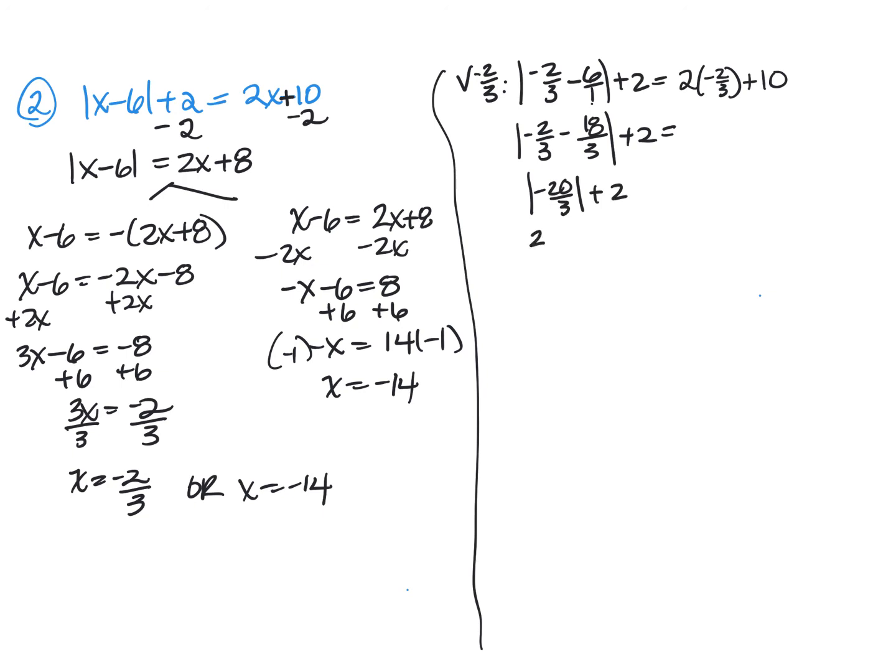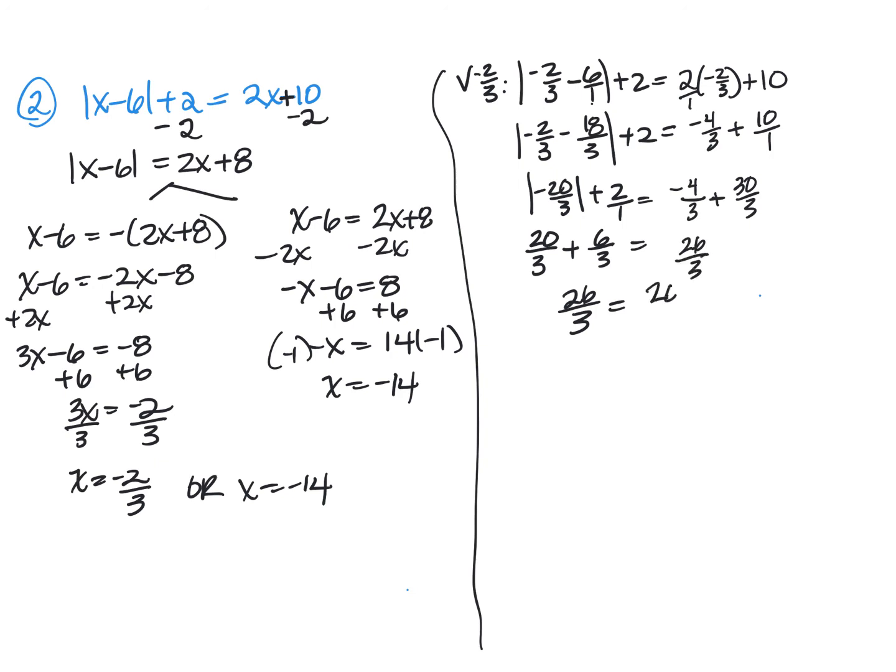The absolute value of negative 20 over 3 is positive 20 over 3. Now I'm going to put that 2 over 1 and get my common denominator of 3 by multiplying it by 3. And that gives me 26/3. Okay, that's weird. Well, let's see what happens on the right side. Let's see if it matches. So over here, I'm going to multiply my fractions top to top, bottom to bottom. Negative 4/3 plus 10 over 1. I need a common denominator to add. So I'm going to multiply that 10 over 1 by 3 over 3, and I get 30 over 3. That gives me 26 over 3, and guess what? That's what I wanted, 26 over 3. So that's a good solution. Yay, go team.